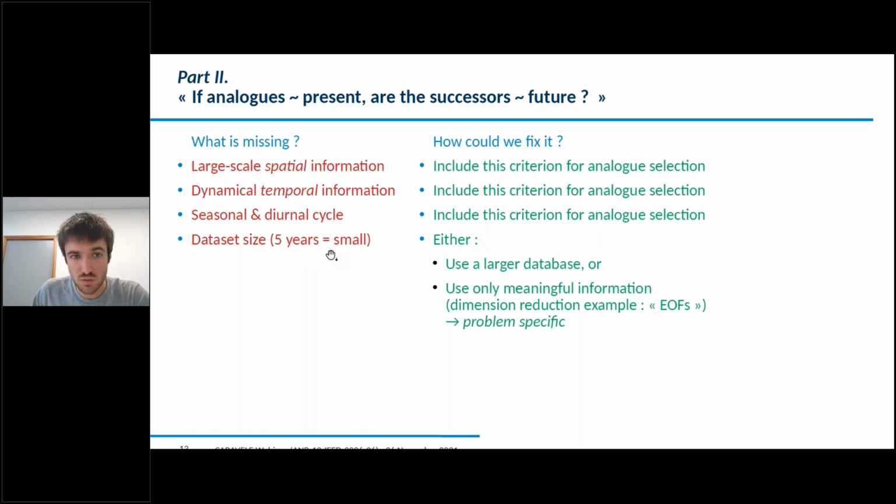And also we have a 5-year data set, which is very small. So we could either use a larger database or we could try to reduce the dimension of the problem by keeping only meaningful information. And I believe you might see some use of EOFs in the next presentation, but I'm not sure. Anyway, when you want to reduce dimension, this is problem specific.